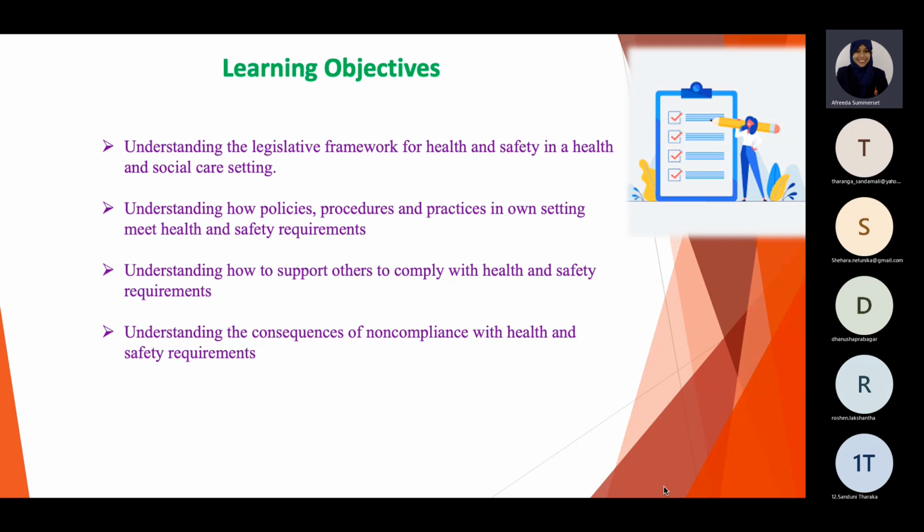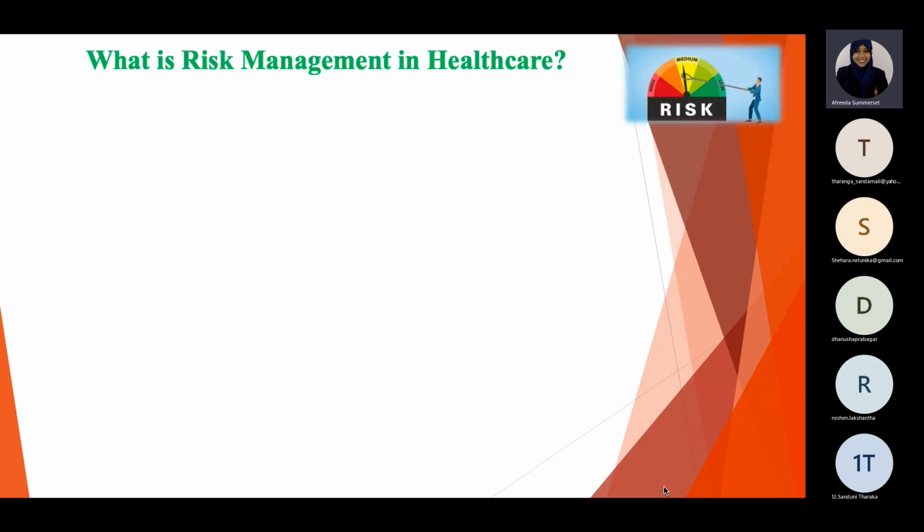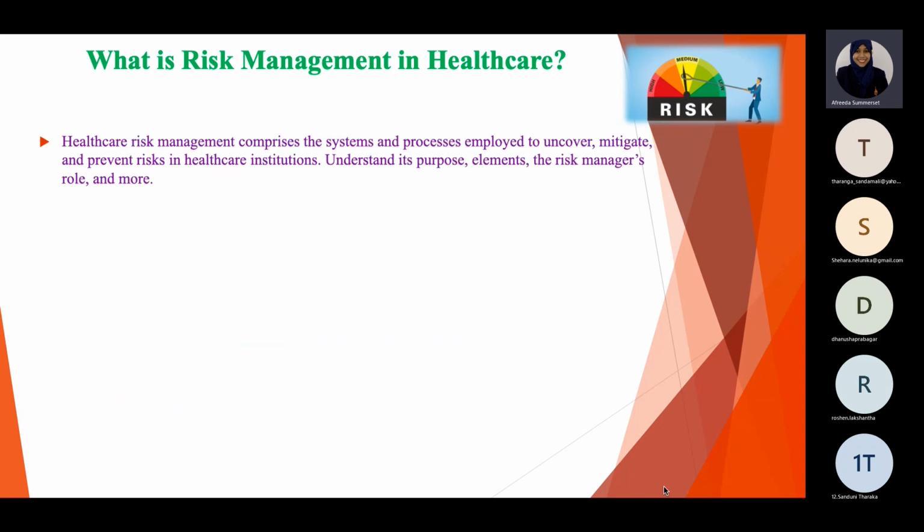So today we will learn a lot about how we can actually do all this risk management in healthcare. Let's pick up from what we did last week so that we can remember again. The first point is, what is risk management in healthcare? Last week, we said risk management comprises the system and process employed to uncover, mitigate, and prevent risk in healthcare institutions. Any kind of risk that can happen in hospitals, in any workplace, we need to know what the risks are and how we can mitigate them.